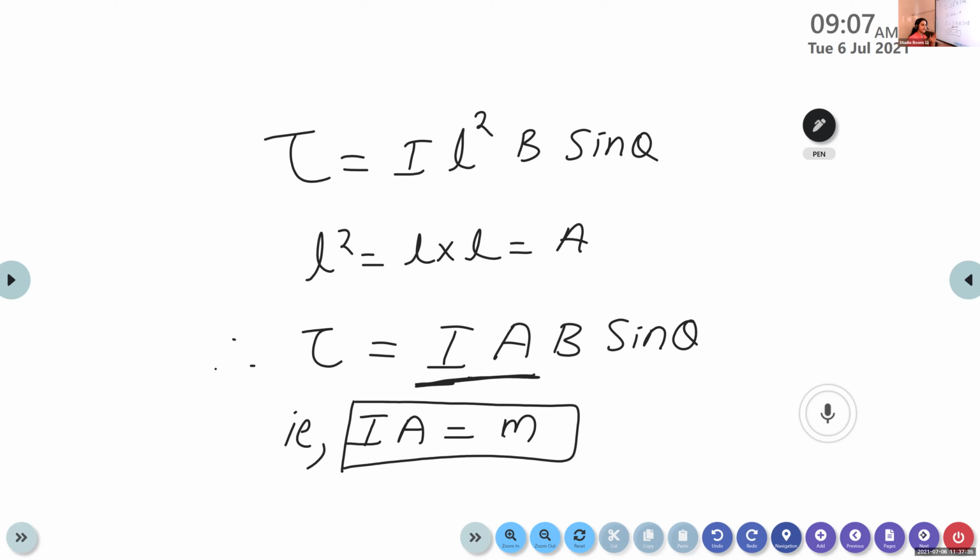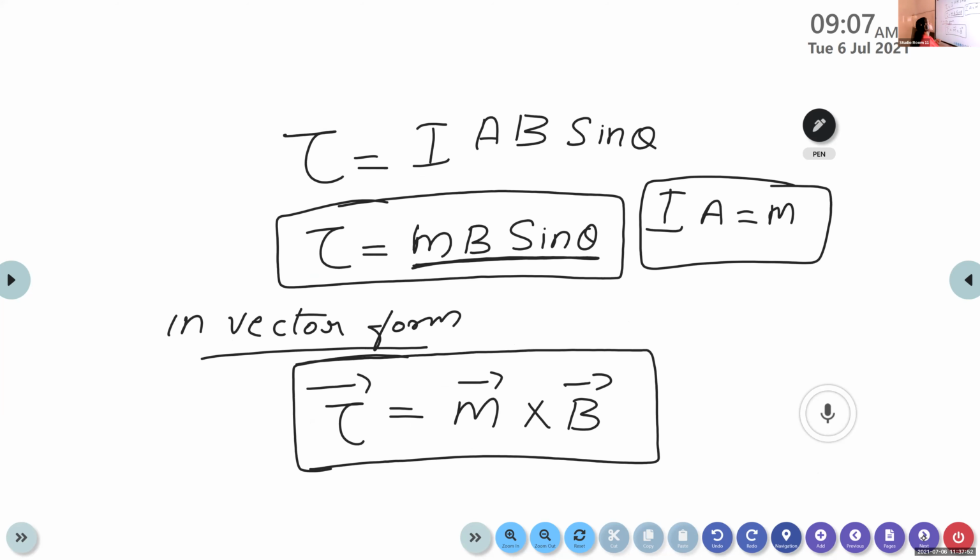If we place any current carrying conductor in a uniform magnetic field, the product of the current and the area is known as the magnetic dipole moment M. So our equation becomes tau is equal to MB sin theta, and in vector form vector tau is equal to vector M cross vector B. Any doubt?